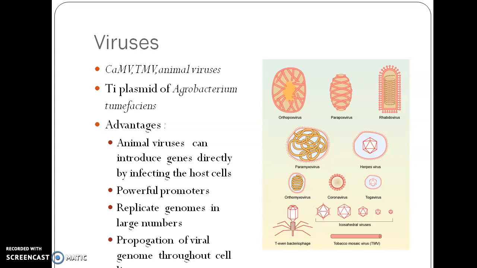Viruses used as vectors have powerful promoters, which are very much needed for gene expression. They have the capacity to replicate the genome into large numbers. This helps to achieve a high level of gene expression. Certain animal viruses naturally integrate their DNA into the host chromosome. This helps the propagation of the viral genome throughout the cell line.